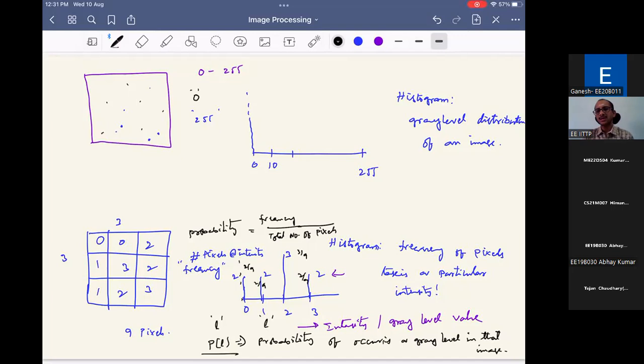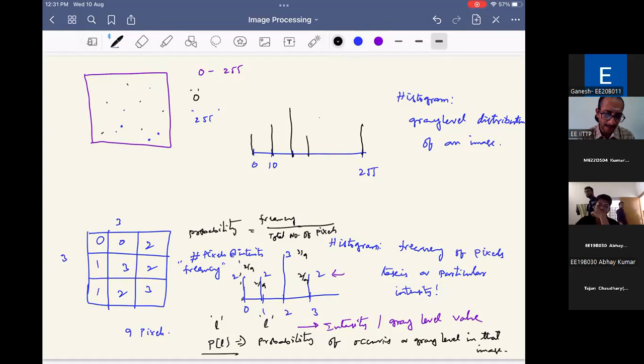So this tells whether it is a dark image or a bright image, or how the intensity values are distributed. In this particular example, there are some pixels having very dark intensity values, some pixels that are very bright, and the remaining pixels have intensities in the middle range. So their frequencies are something like this.